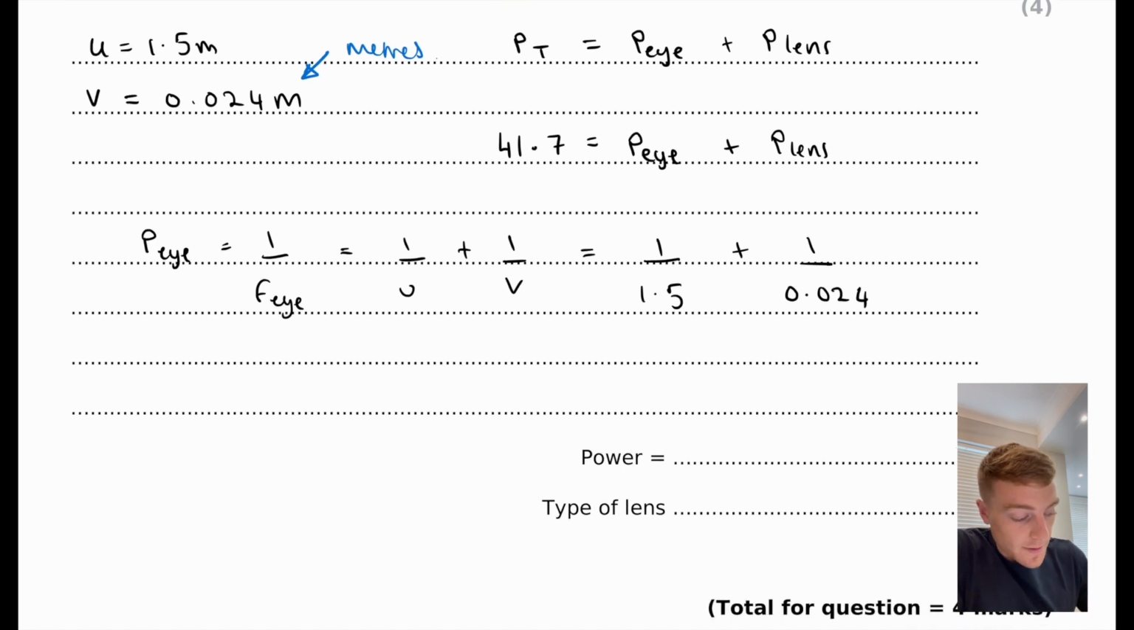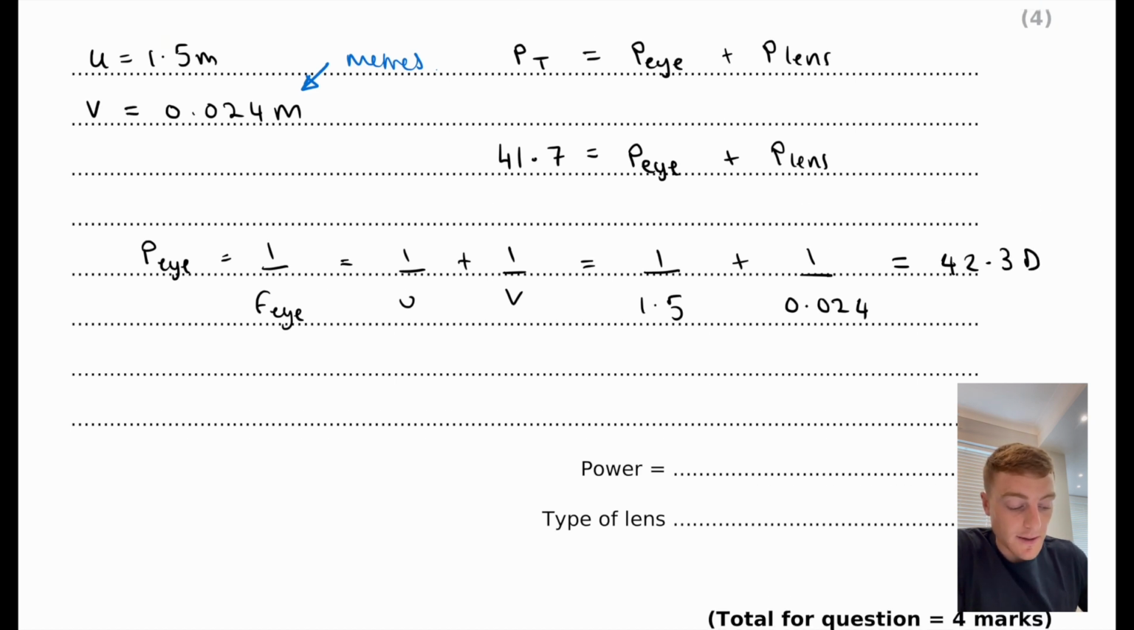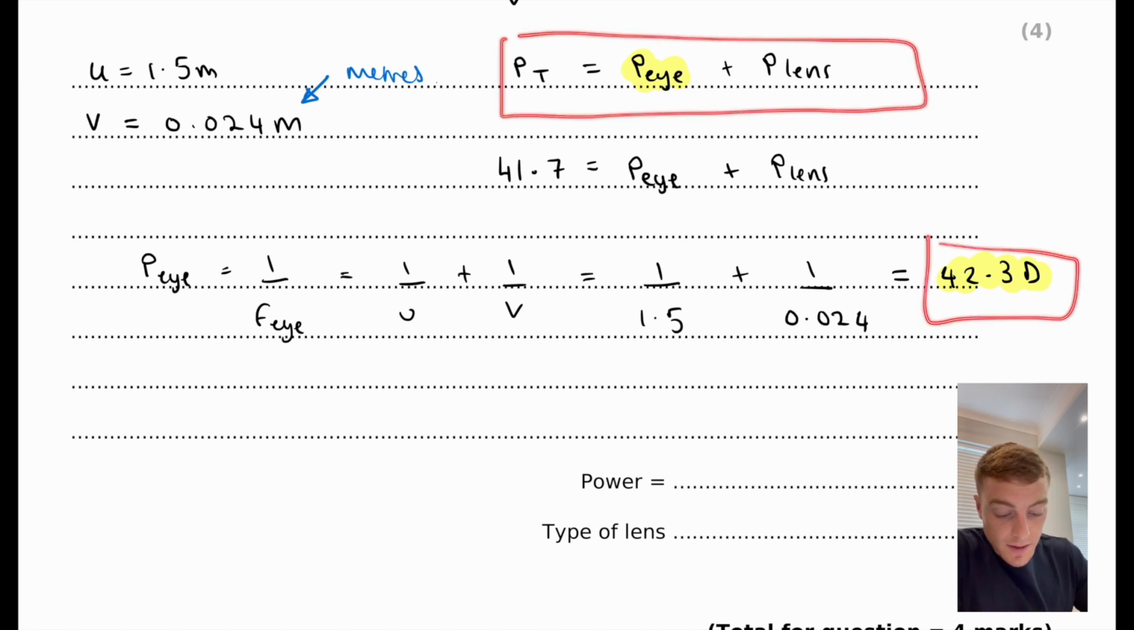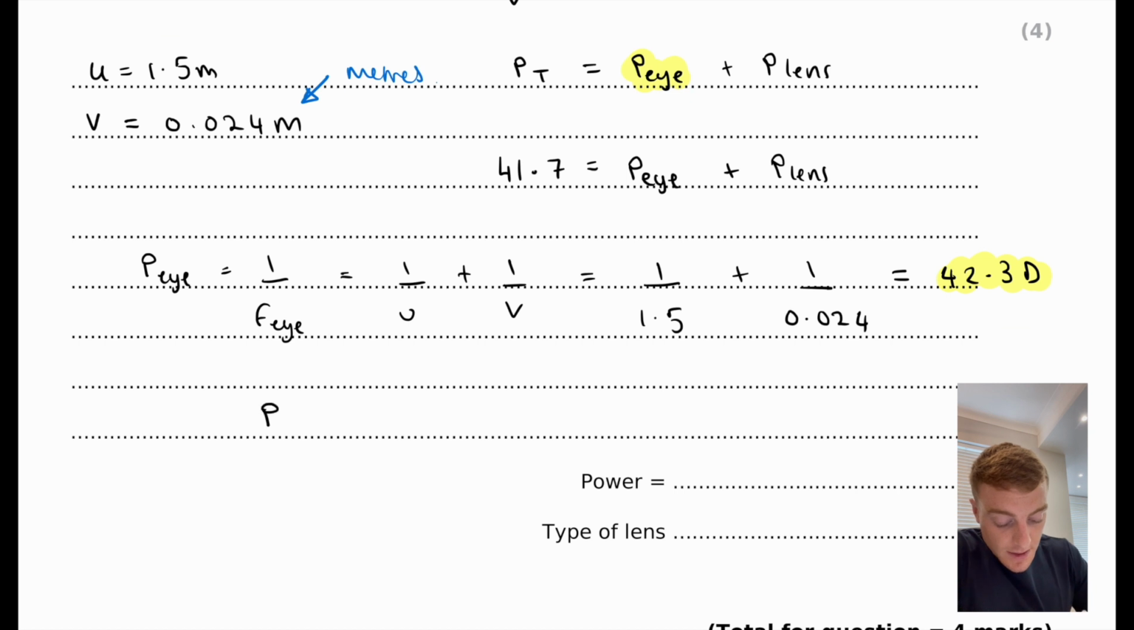So working that out, we get that the power of the eye is equal to 42.3 diopters. Okay? So we've now got the power of the eye. So again, I'm just going to replace the letters in this formula with the numbers we've just worked out. So P total, 41.7 was given in the question, is equal to the power of the eye plus the power of the lens.